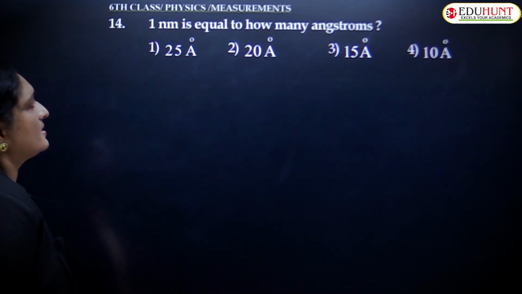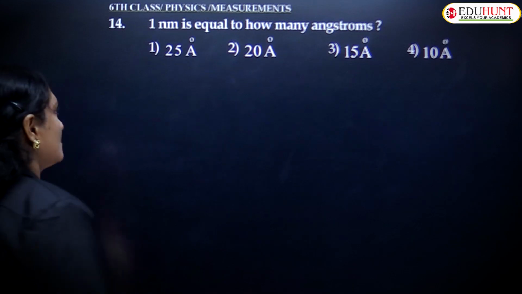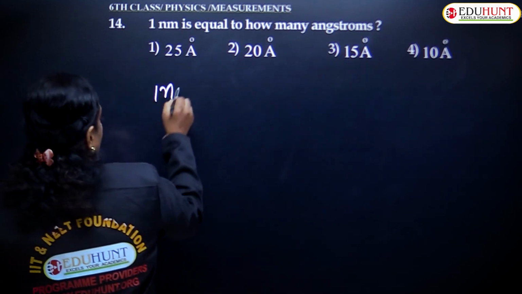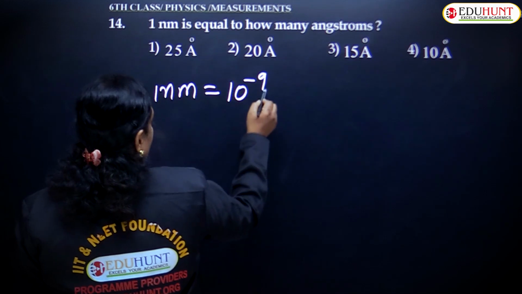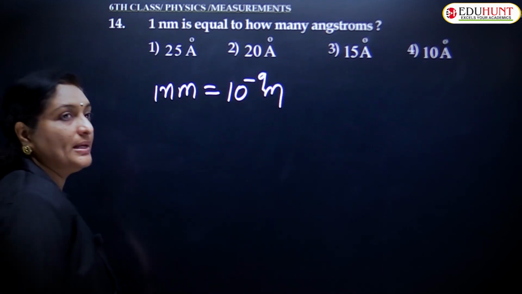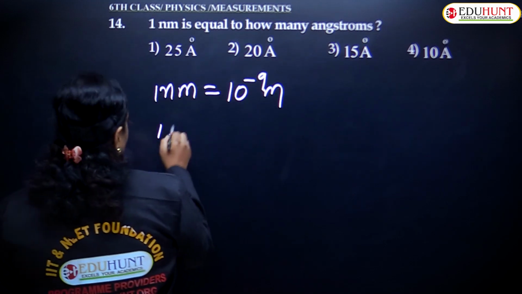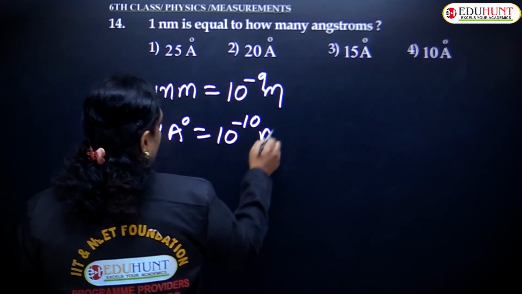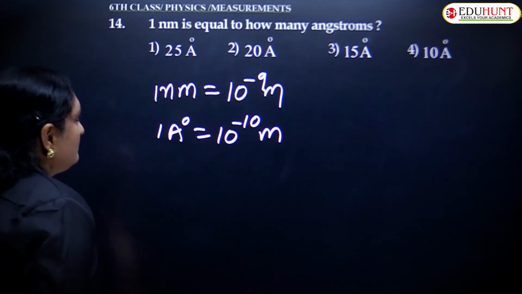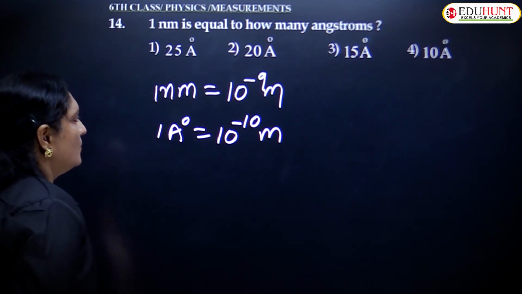1 nanometer is equal to how many angstroms? 1 nanometer, how many angstrom? Nanometer is 10 power minus 9 meters. Nano means 10 power minus 9. Angstrom units: 1 angstrom unit is equal to 10 power minus 10 meters. So, you need to convert nanometers to angstrom units.